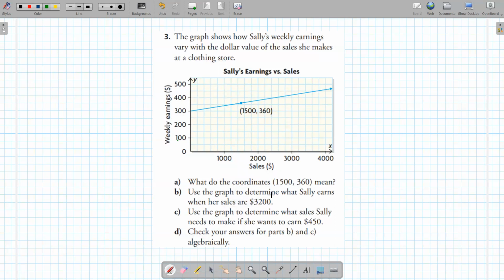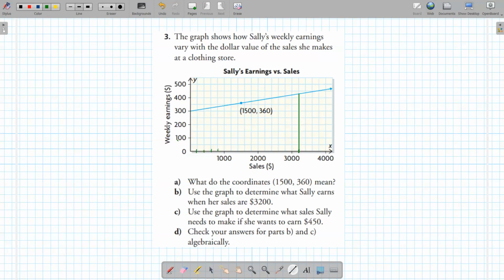B, use the graph to determine what Sally earns when her sales are $3,200. So we need to use the graph, right? So 1, 2, 3, 4, 5. So 5 makes 1,000. That means each individual box represents 200, okay? So 3,200 would be right there on the x. That's going to be 3,200. This one's not going to be precise, I don't think.